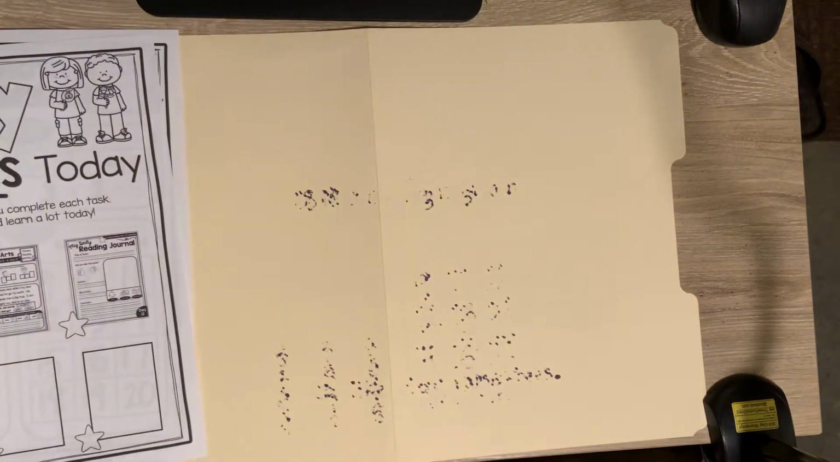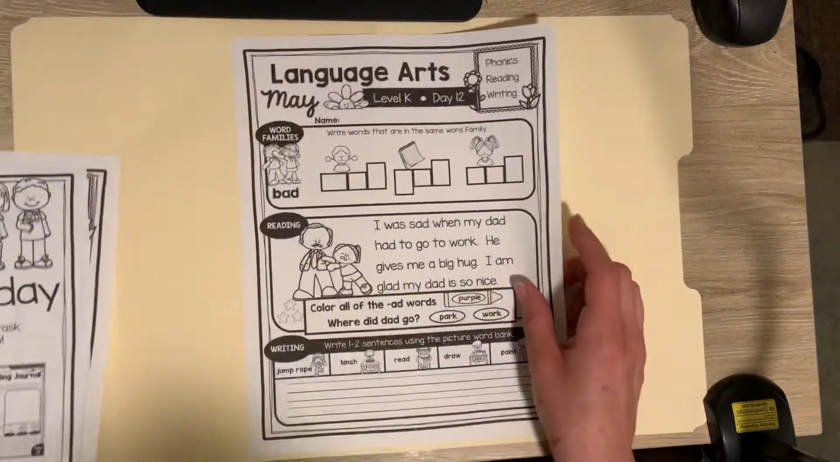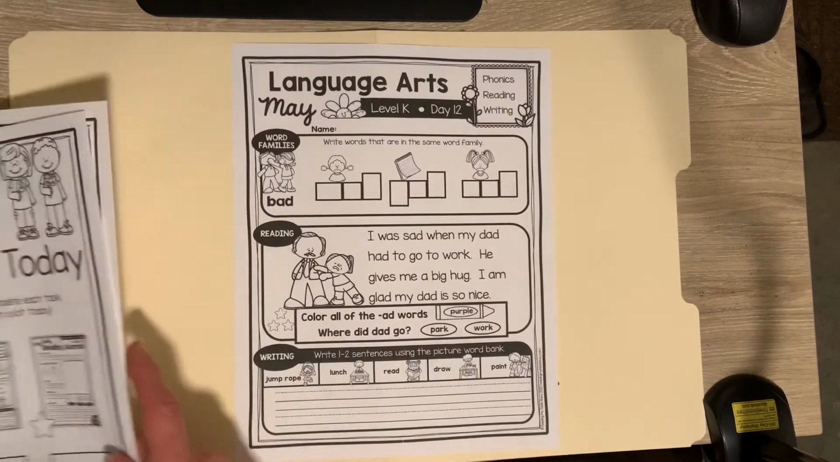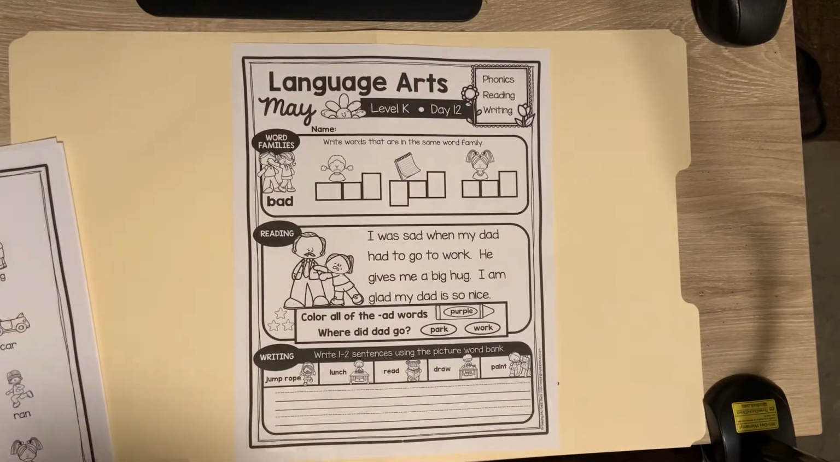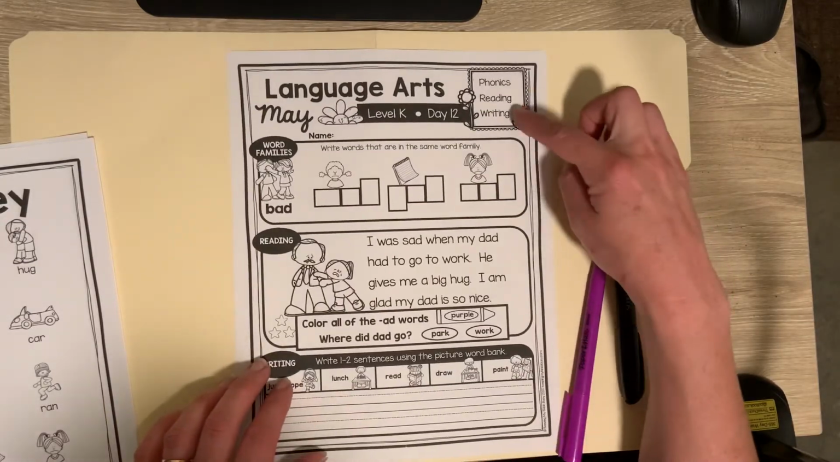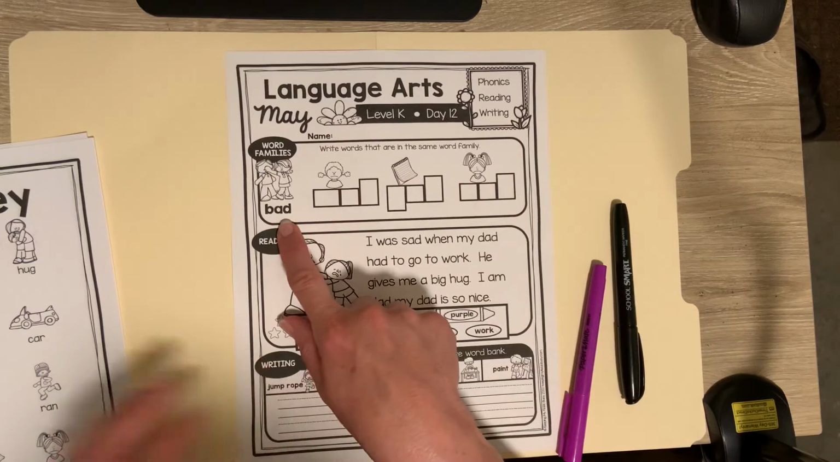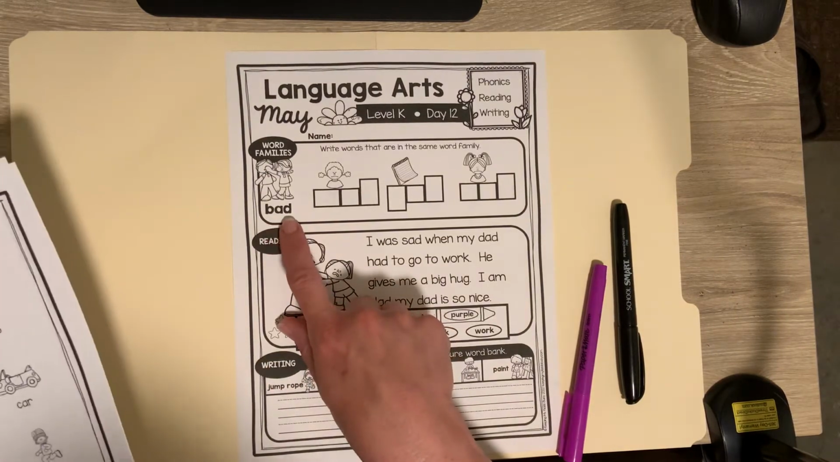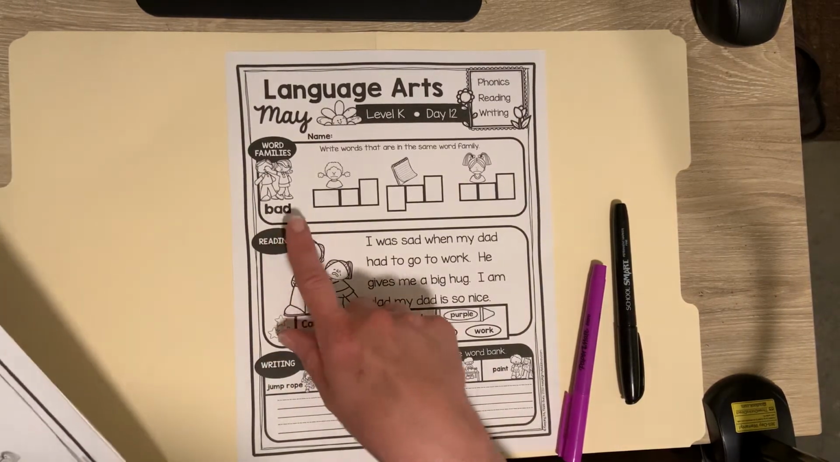Now we're moving on to language arts. I like to keep this folder under me because look at all the marker I could get on my desk. So I don't want to do that. Making sure I do a good job here. I have my picture key ready to go because this is the language arts part, and we're going to do phonics, reading, and writing.